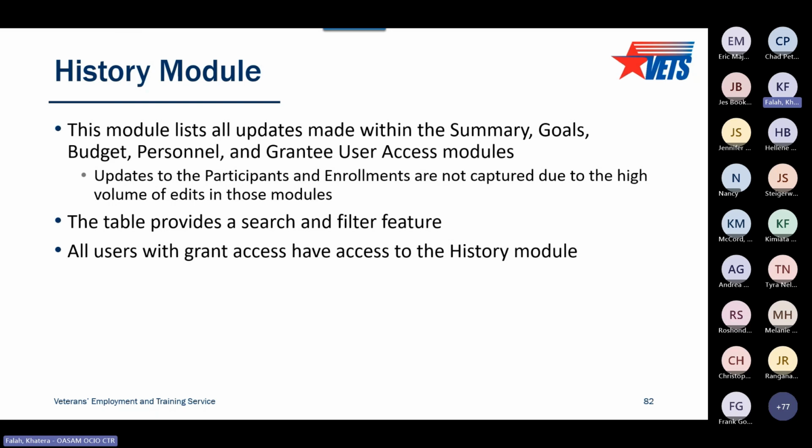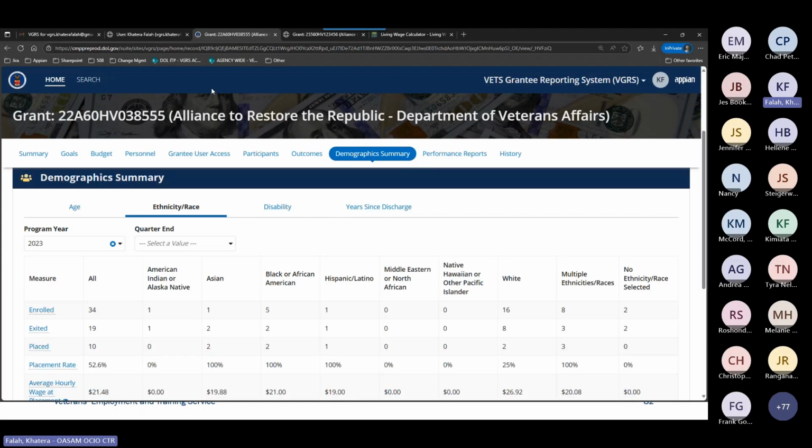Our last module is the history module. This module lists all updates made within the summary, goals, budget, personnel, and grantee user access modules. Updates to the participants and enrollments are not captured due to the high volume of edits in those modules. The table provides a search and filter feature. All users with grant access have access to the history module.